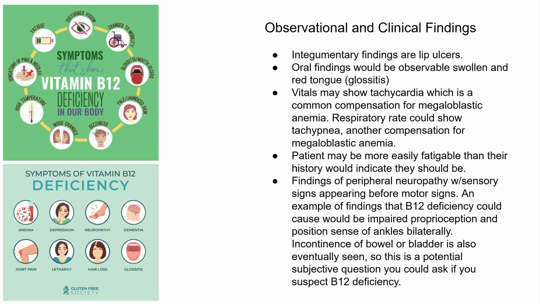Neuro findings include peripheral neuropathy with sensory signs appearing before motor signs. An example of a finding that cobalamin deficiency could cause would be impaired proprioception and position sense of the ankles bilaterally. And of course, all of this is incredibly similar to folate deficiency.